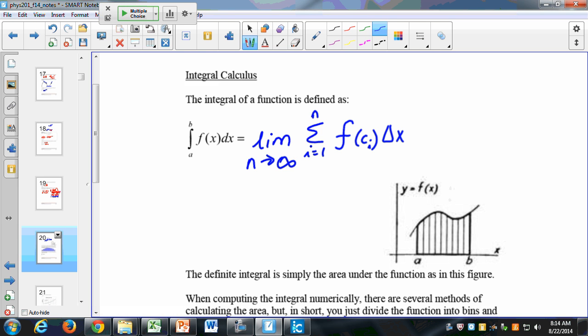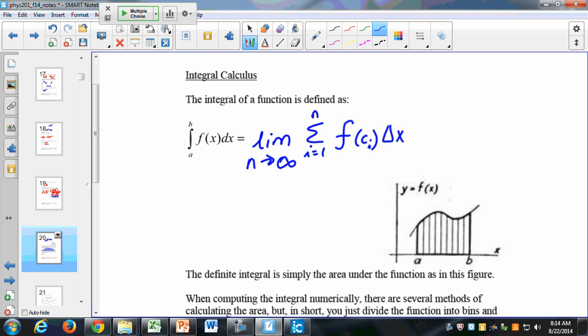And what you're doing here with the summation is you're adding up a bunch of bins underneath a function. And so the integral gives you the area under a curve, right? Whereas our derivative gave you the slope of a curve, the integral now gives you the area under a curve. And that can be very useful, as we'll see when we get into kinematics, because the area will tell us something about the motion of an object.